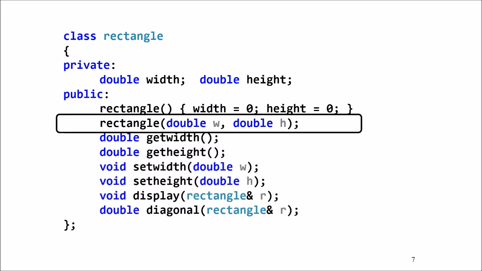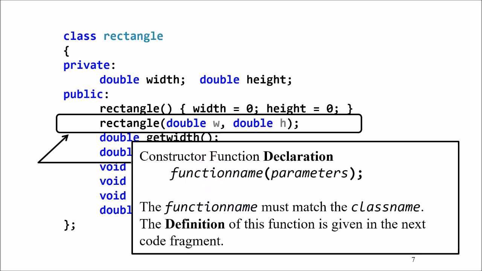The second constructor function also has a function name that matches the class name. In this case, there are two parameters. The first is a type double number that is assigned to the local variable named w, and the second parameter is a type double number that is assigned to the local variable named h.